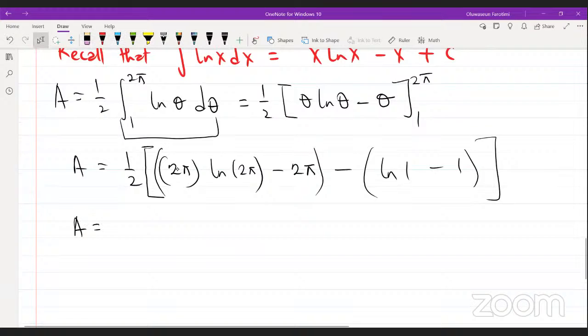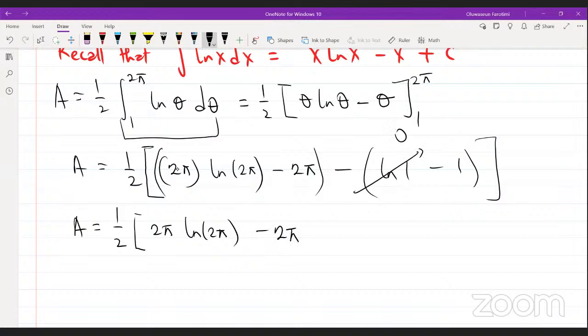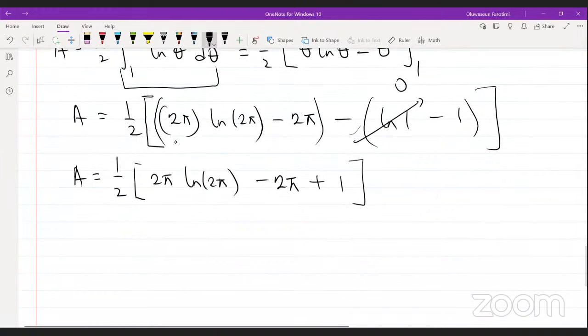So my area is going to be 1/2 times 2 pi ln of 2 pi minus 2 pi, minus... this is 0, you have 0 minus 1, that's a -1. So 0 minus -1 is like +1, because negative multiplied by negative gives a positive. Finally, I can just distribute the 1/2 if I want. At the end of the day, I can simplify to give me this.